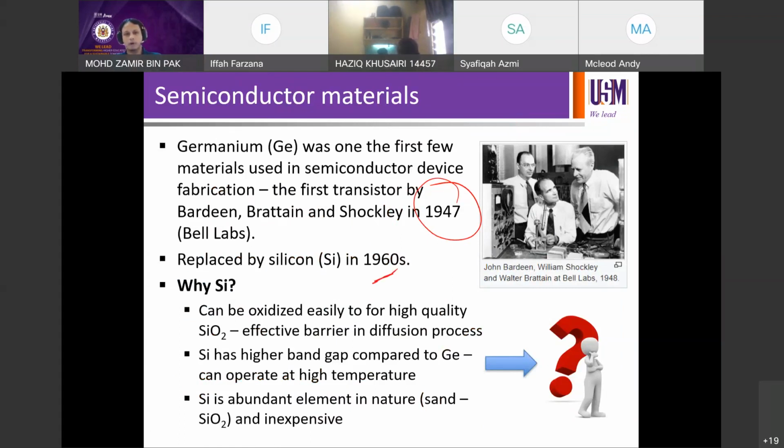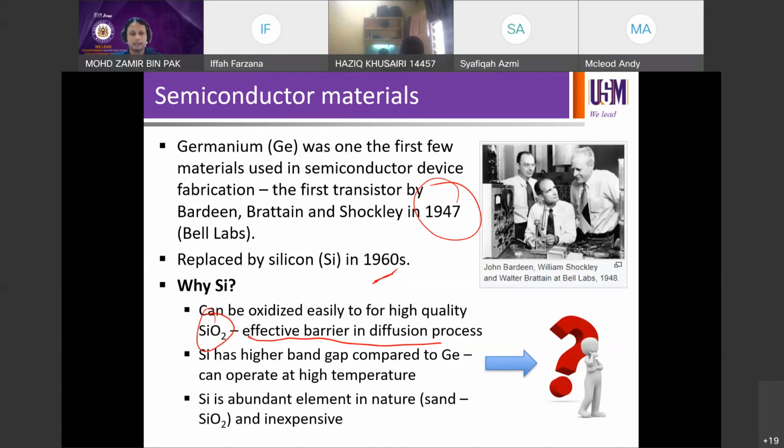Okay. So why silicon? Silicon can be oxidized easily to form high quality SiO2. We're going to learn this in oxidation later on, where we form a thermal oxide or thermal silicon dioxide in order for us to use it as an effective barrier in the diffusion process and also in the isolation process. Electrical isolation, that's why SiO2 is an insulator, okay, not a conductor.